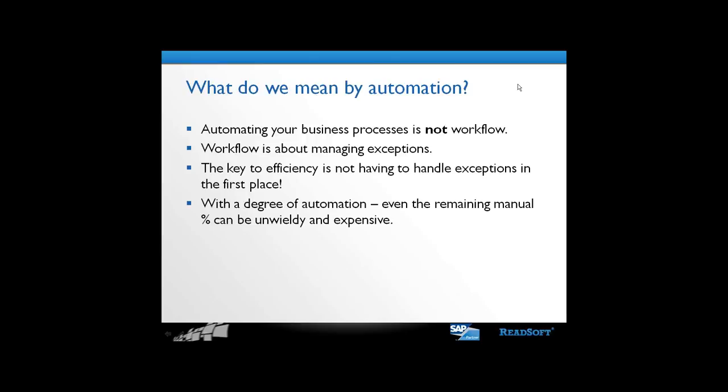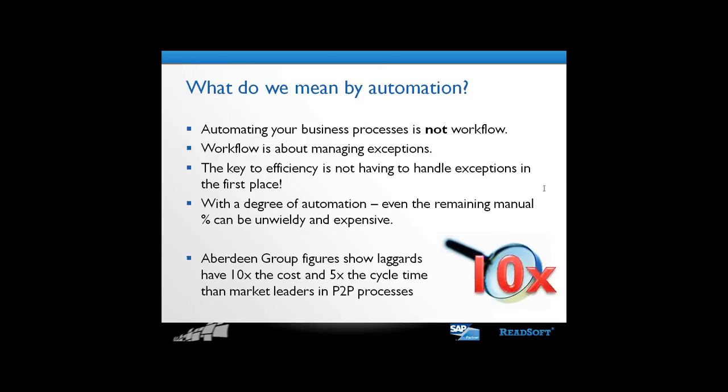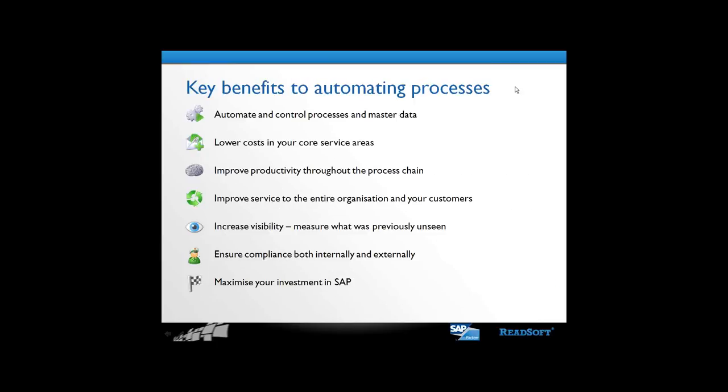And even if you think you have a degree of automation within your business, you often hear a lot of people say, well, we're about 80% automated, for instance. Even that remaining manual percentage can be very unwieldy and expensive to deal with. In fact, Aberdeen Group figures show that laggards have 10 times the cost and 5 times the cycle time than the market leaders within their full P2P processes. So it's definitely worth looking at automation. So in fact, some of the key benefits of automating processes: let's keep costs down, improve that productivity, improve service and visibility across the organization, and maximize that investment in SAP, as Susie was saying right at the front of the webinar.